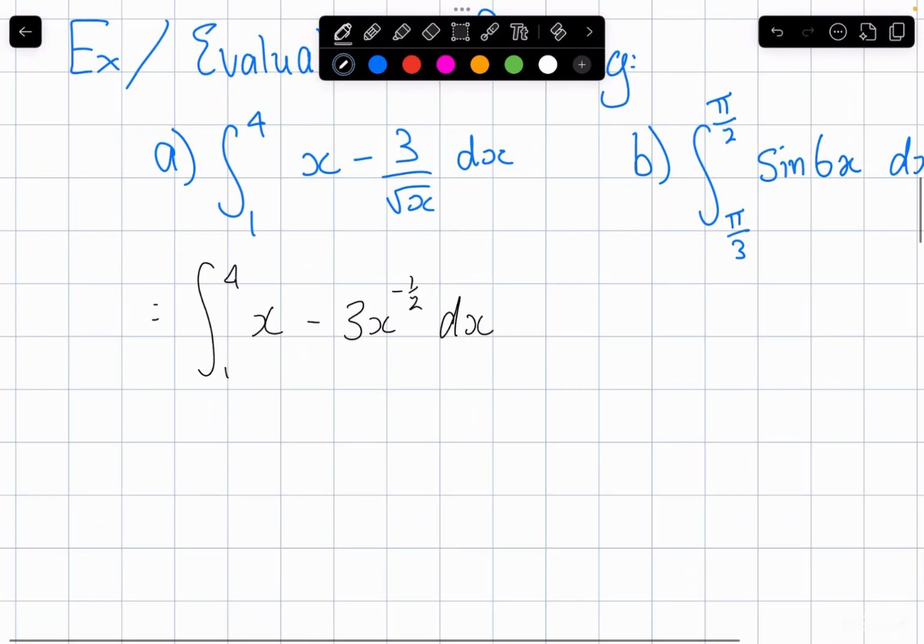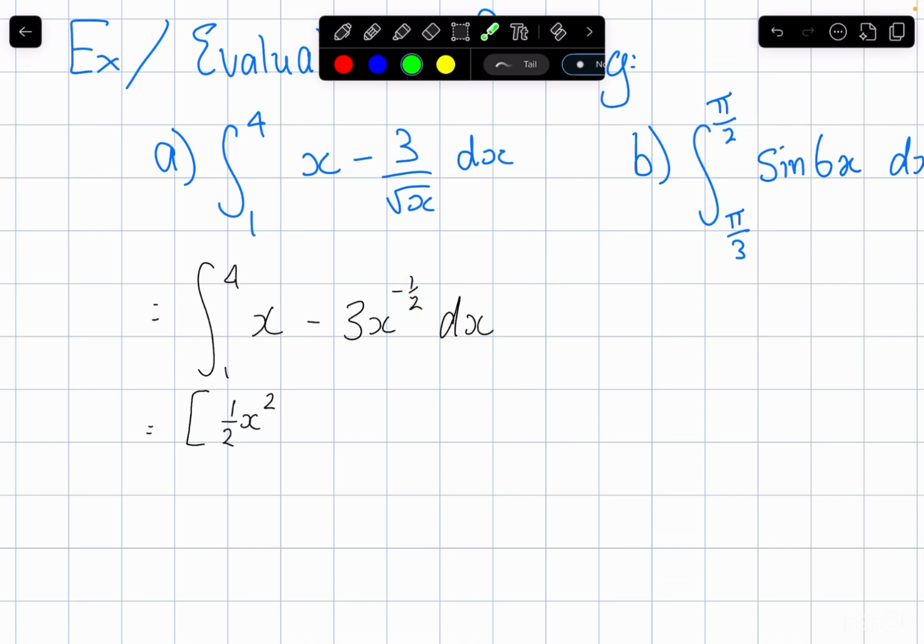So the way I set it up, before we were just writing equals, doing our integral. What we're going to do now is when we actually calculate the integral, we're going to put it in this square bracket that we saw above. Now x becomes a half x squared. So I raise the power by 1, divide by the new power. Now, if I add 1 to this power, I've got negative 3x to the 1 over 2 divided by 1 over 2. And that is from 4 to 1.